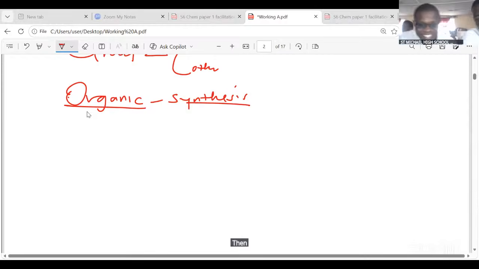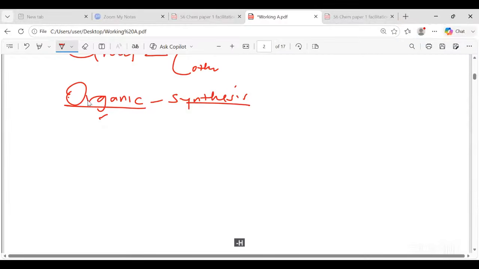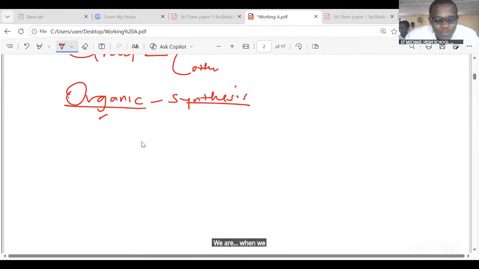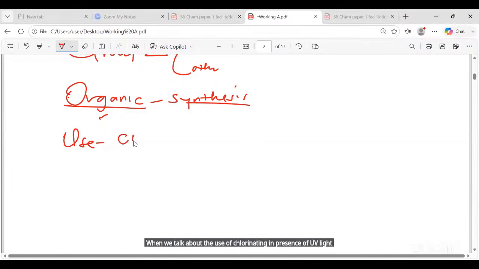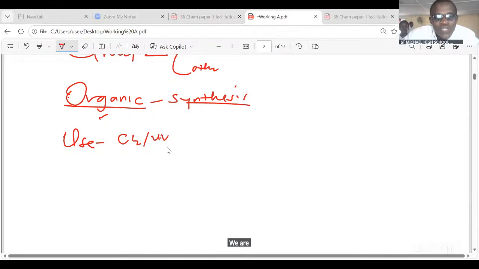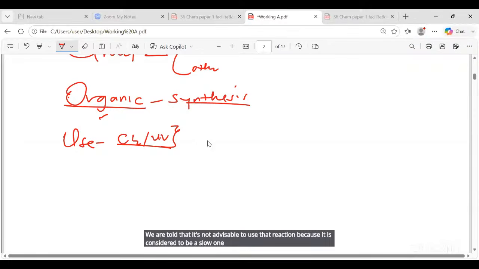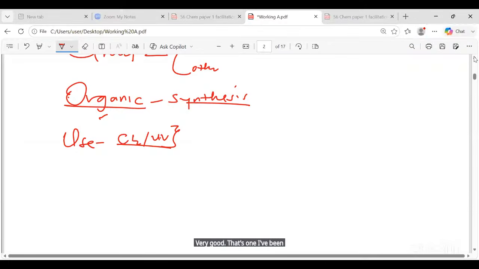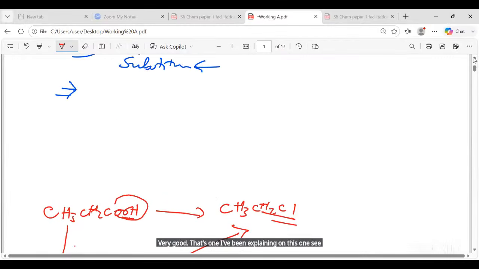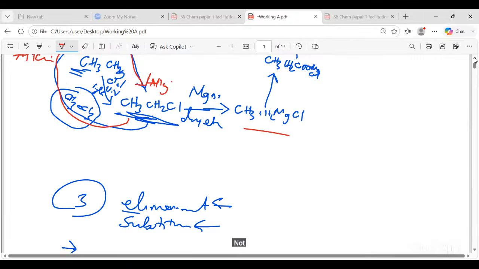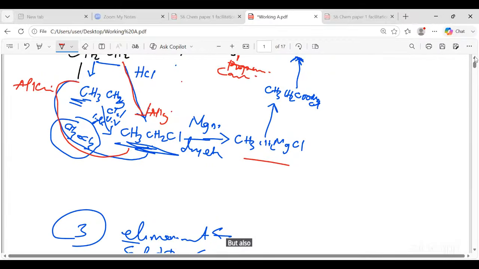Then the last one. When we talk about the use of chlorinating in presence of UV light, we are told that it's not advisable to use that reaction because it is considered to be a slow one. Very good. That's what I've been explaining on this one. See, not only being slow, but also we know that this product with chlorine is just an intermediate. When you add in, it will change to something different.